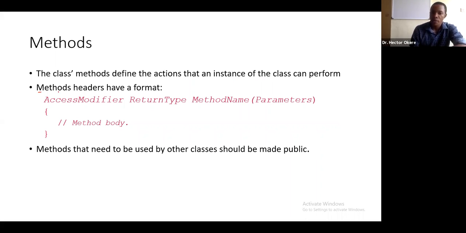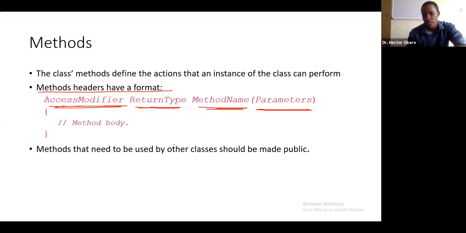Okay, this is an example of a method header. It has the format: access modifier. Is it private, public, protected, or what? Return type. How does it return? Method name and parameters. Like in Java, we do public static void main, and then the parameter String args. And here we have String as the parameter.